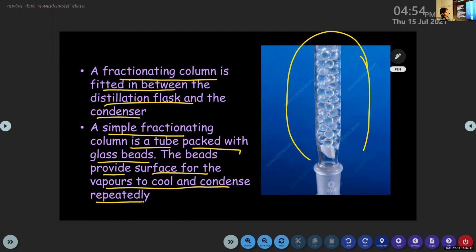So you can write this one. A fractionating column is fitted in between the distillation flask and condenser. A simple fractionating column is a tube packed with glass beads. The beads provide surface for the vapors to cool and condense repeatedly.